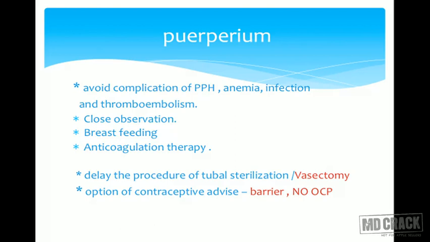If they are not willing for permanent sterilization, then they would ask us what temporary method of contraception they can use. So in that case, barrier is the method of choice. No oral contraceptive pills are to be prescribed to a patient with heart disease, because of the risk of thromboembolism.